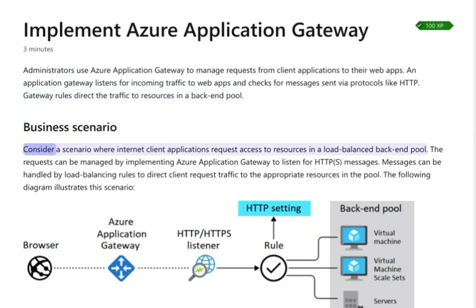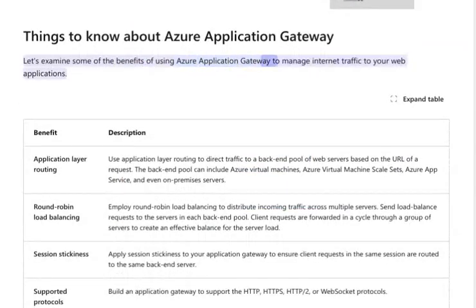Business scenario. Consider a scenario where internet client applications request access to resources in a load-balanced back-end pool. The requests can be managed by implementing Azure Application Gateway to listen for HTTPS messages. Messages can be handled by load balancing rules to direct client request traffic to the appropriate resources in the pool. The following diagram illustrates this scenario. Things to know about Azure Application Gateway. Let's examine some of the benefits of using Azure Application Gateway to manage internet traffic to your web applications.